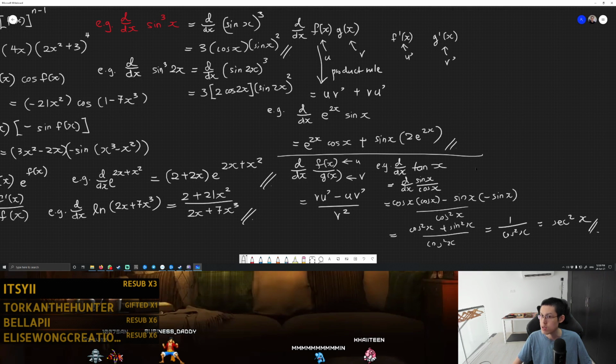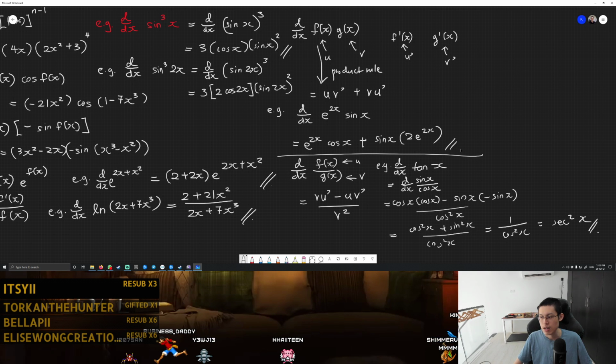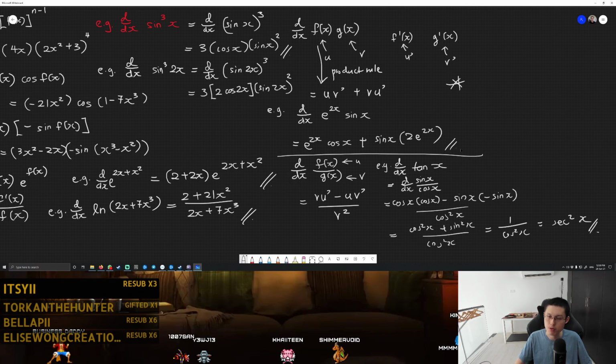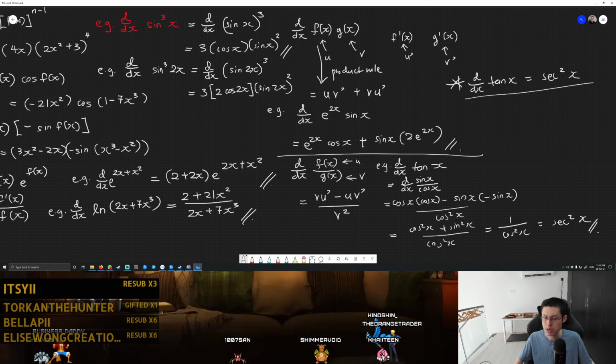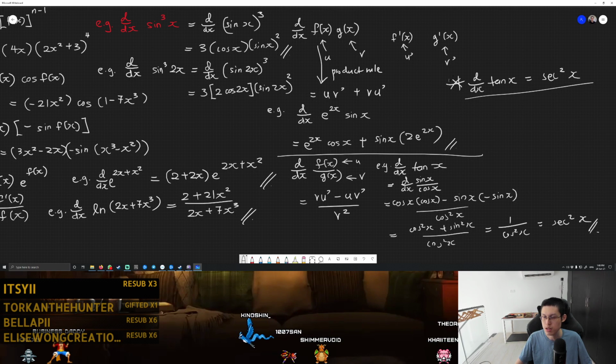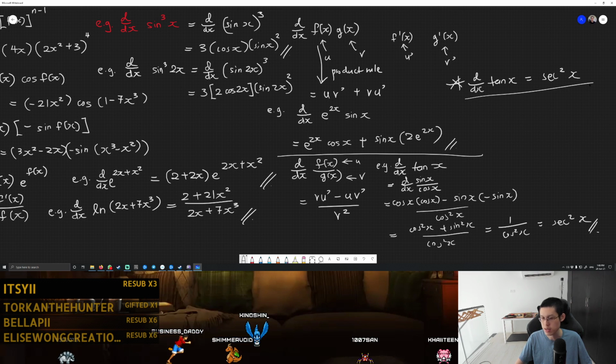So this is not one of the basic rules of differentiation, but it is one of the more commonly seen functions in A levels. So it's actually very useful to know that differentiating tangent gives me secant squared. Despite it not being one of the basic rules of differentiation, I would highly recommend that you remember this particular equation, because it's going to save you a lot of time in the exam instead of having to do this every time you see tangent x.